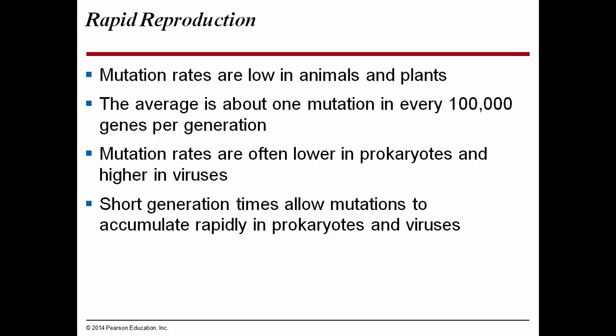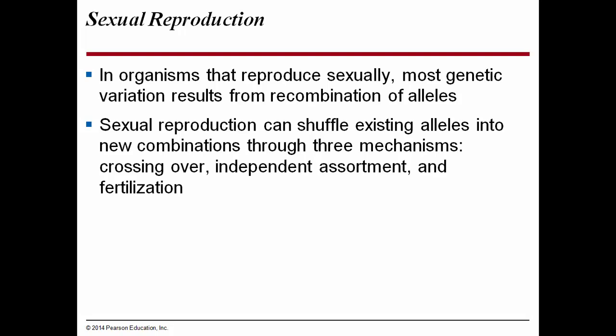Mutation rates are low in animals and plants. The average rate is about 1 mutation every 100,000 genes per generation. Mutation rates are often lower in prokaryotes and viruses, but short generation times allow the mutations that do occur to accumulate rapidly in prokaryotes and viruses.